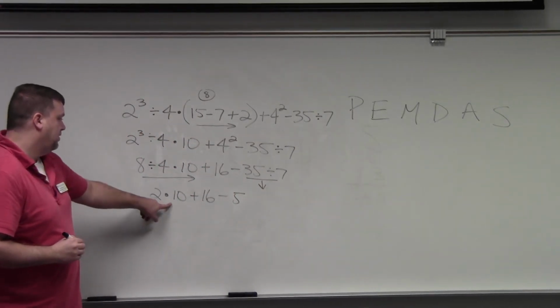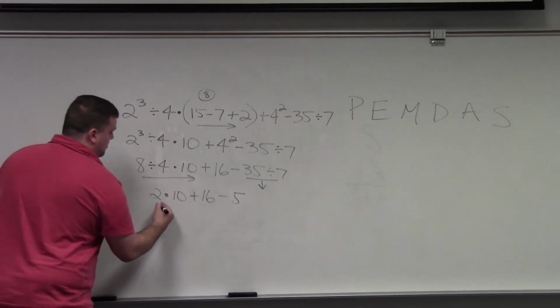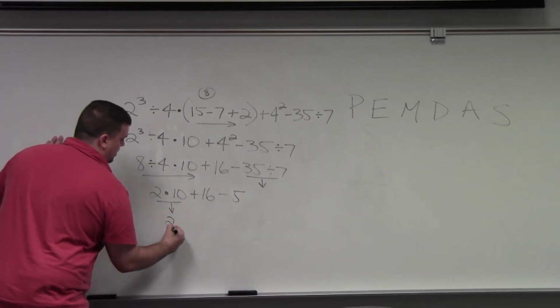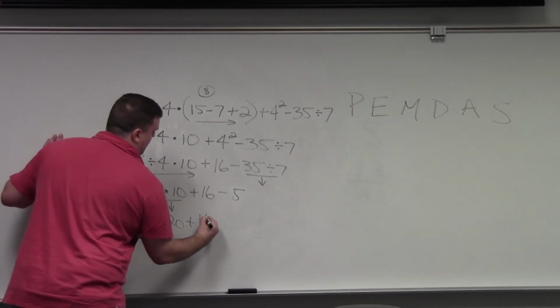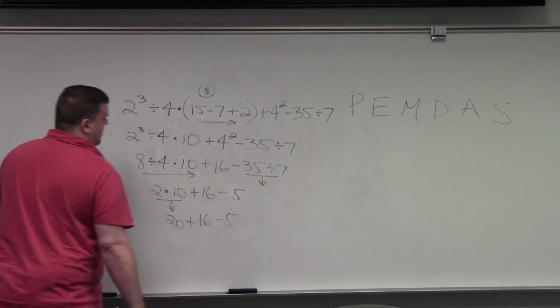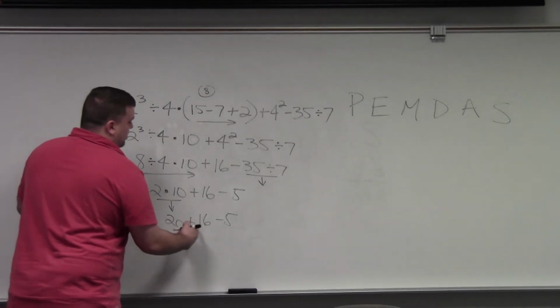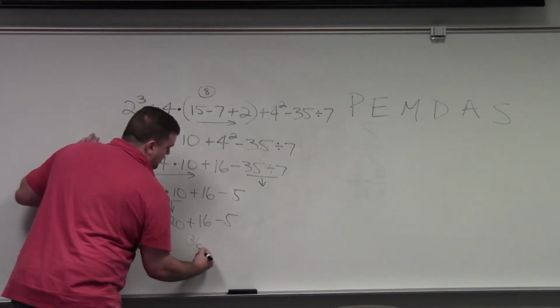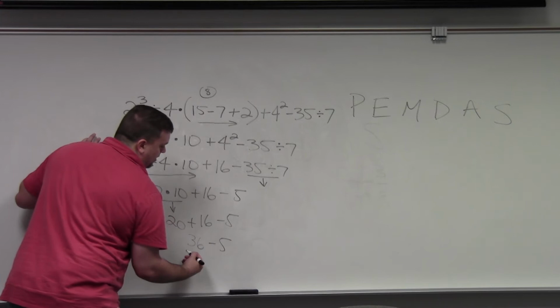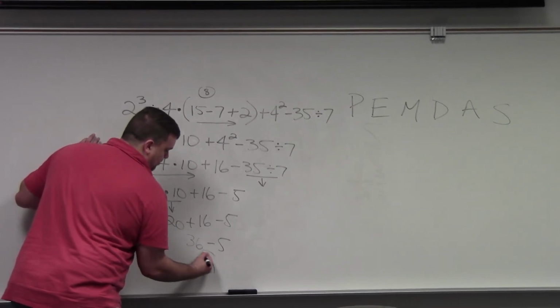We still have that multiplication to do here. So 2 times 10, 20. Now we're just down to addition and subtraction. Just move from left to right. 20 plus 16 is 36. And then minus 5, 31.